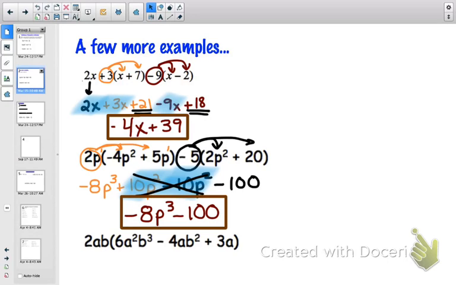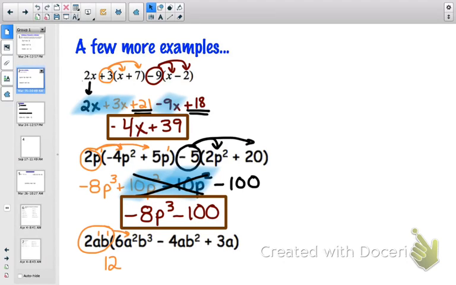This time I have two variables. So I'm going to look at the a and the b. Those are really first powers, so I'm writing those in so I don't forget about them. So again, we'll start with our coefficient, move on to the a, then do the b, then move on to the next term. So 2ab times 6a squared b to the third.